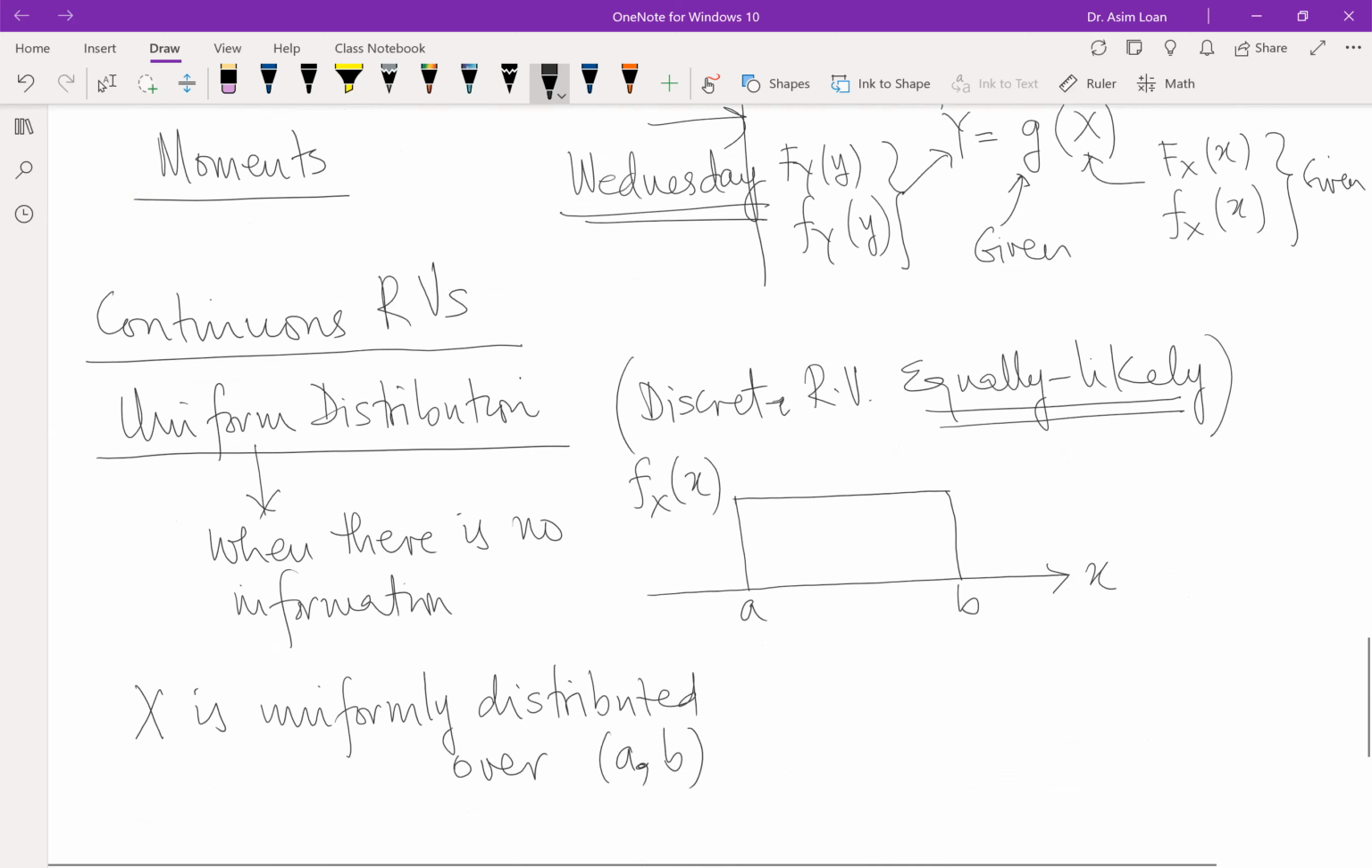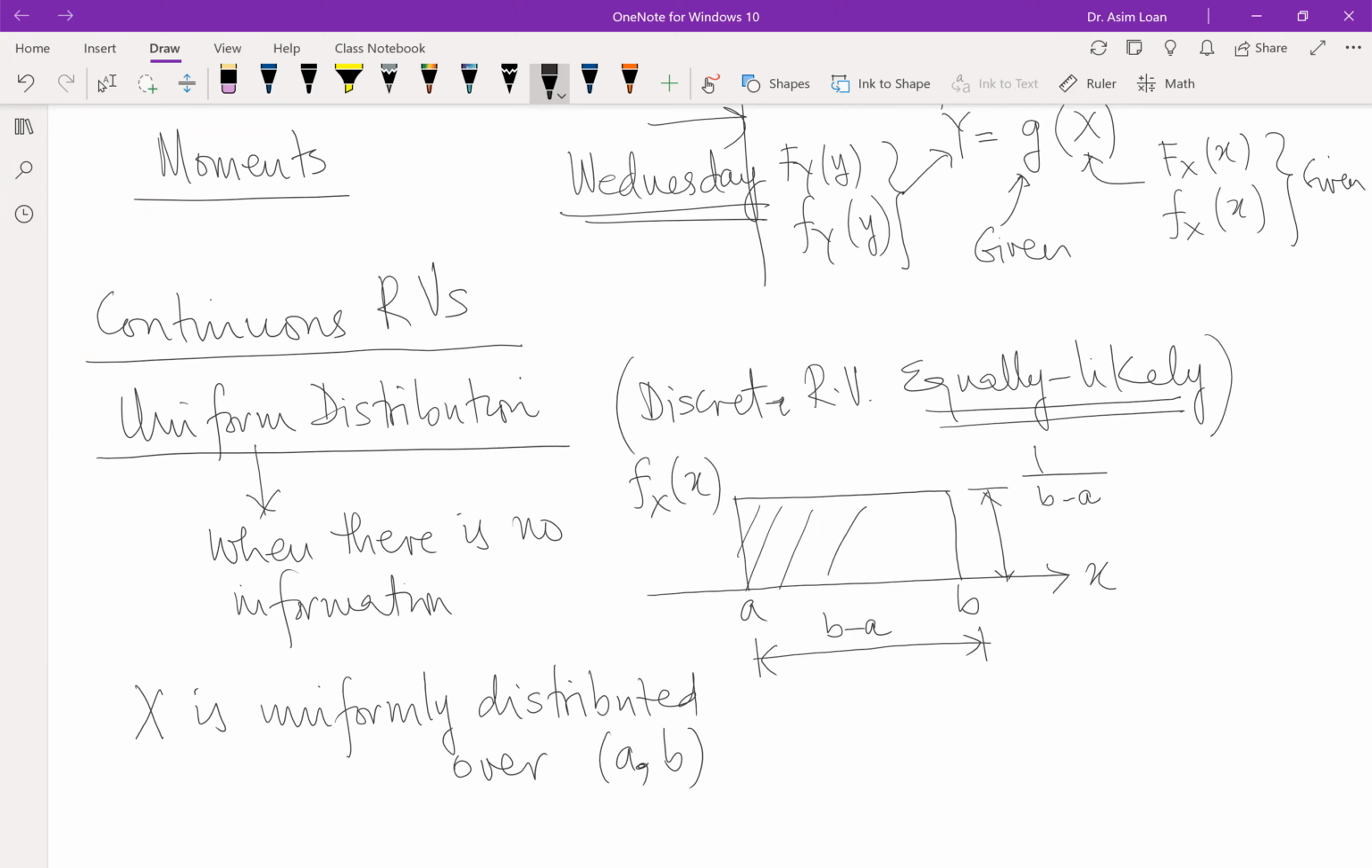So the area of this thing is 1, so what will we do? This is B minus A, and this height has to be 1 over B minus A. So this area is now 1. Okay. So Fx of X. Remember, everything is equally likely. If you want to imagine some small points, everything has the same probability. So Fx of X is 1 over B minus A for A less than or equal to X less than or equal to B, and 0 else.